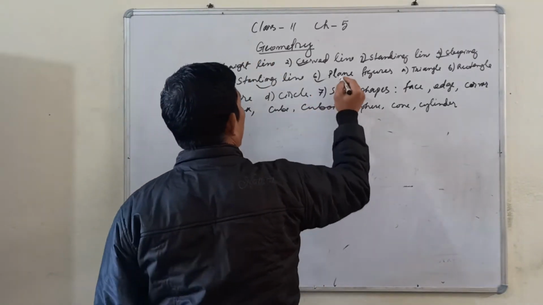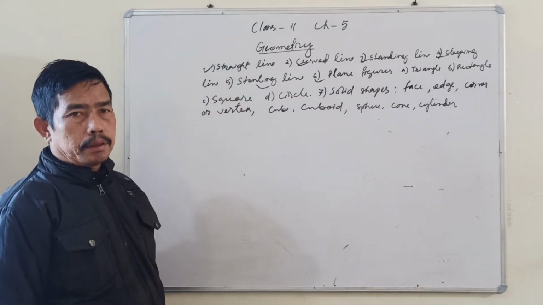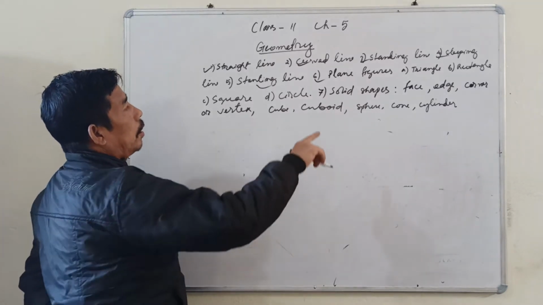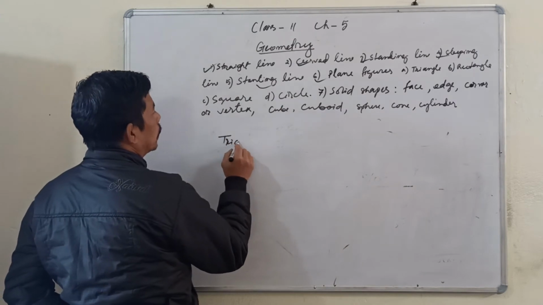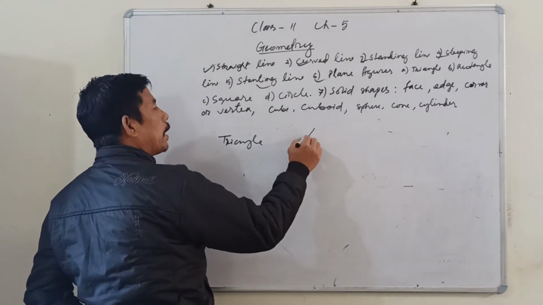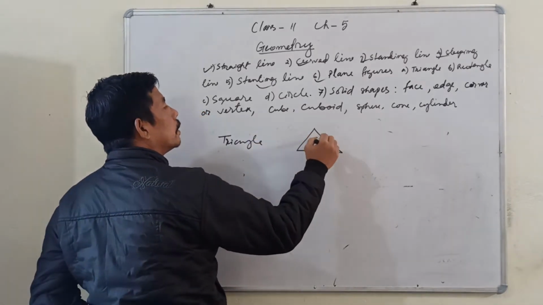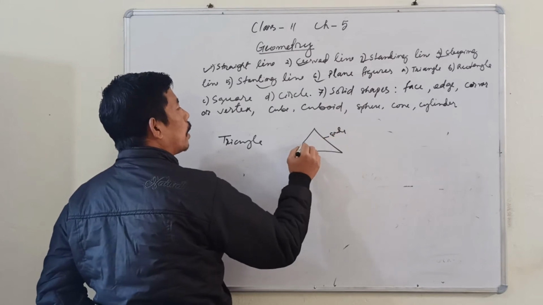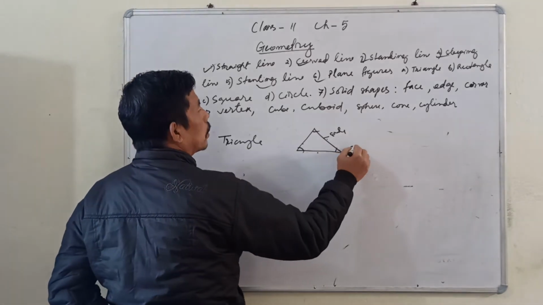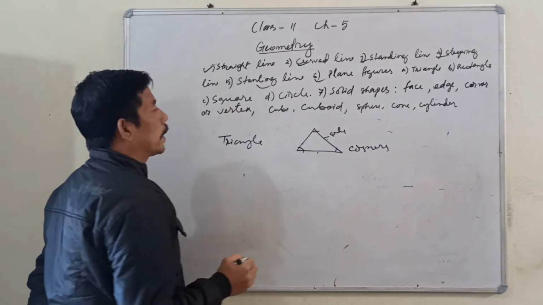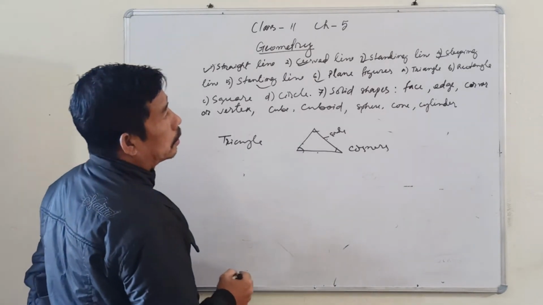Then come to plane figure. Plane figures are the figures that can be drawn on a sheet of paper. So under plane figure, we shall pick up triangle. Triangle is a plane figure bounded by three sides. This is side 1, 2, 3. And how many corners? 1, 2, 3. So in a triangle, there are three sides and three corners.